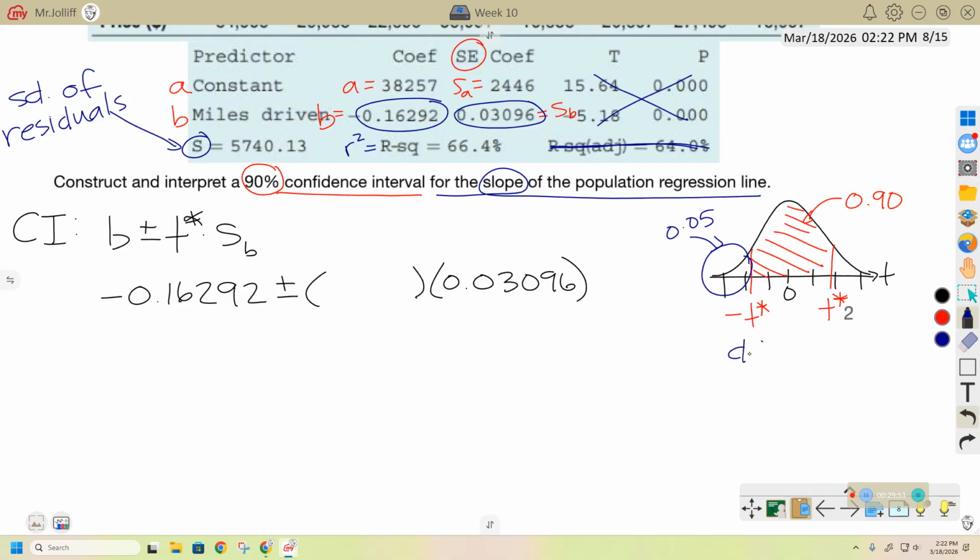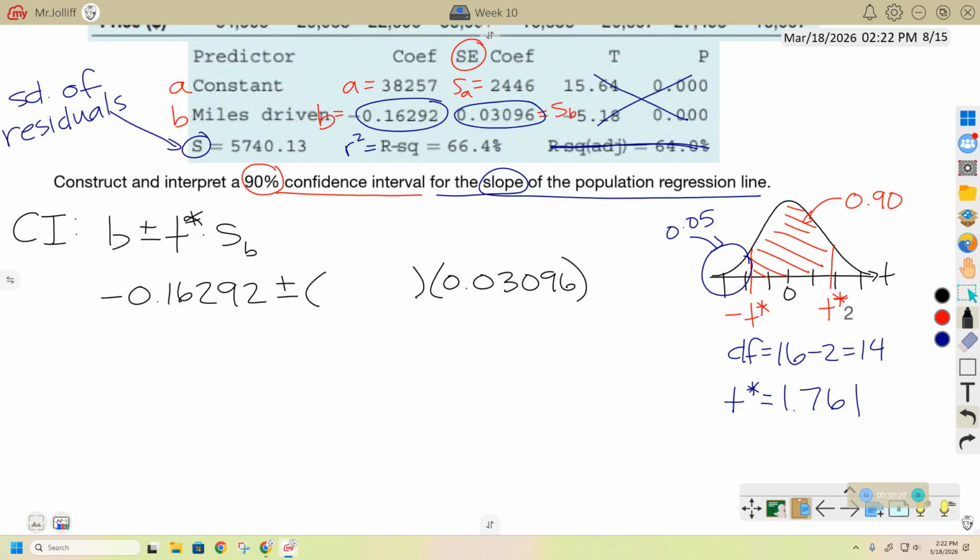How many data points are in that data table? 16. 16 minus 2 is 14. So that's going to give us a t-star of, I don't know, because I haven't done this in a while. What did I get for a t-star? 1.761? Yes? Yes, good. I'm going to take that value.